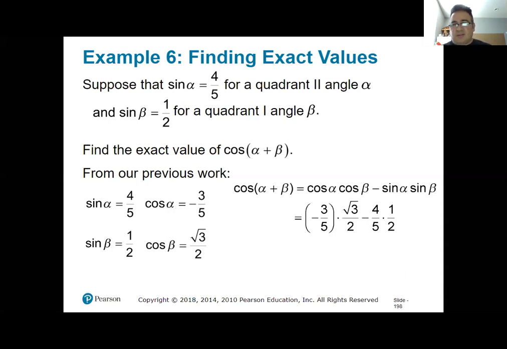And the rest is almost just arithmetic. There's a little bit of multiplication, basic multiplication and fractions. Order of operations, be careful with that. So I've got negative 3 radical 3 over 10 minus 4 over 10. And then I can't simplify the numerator, but I can write it as one fraction.